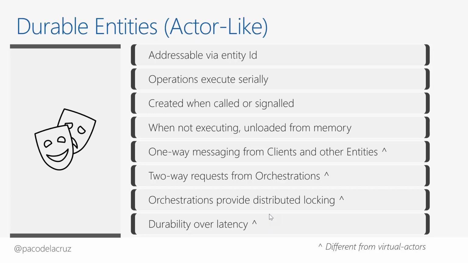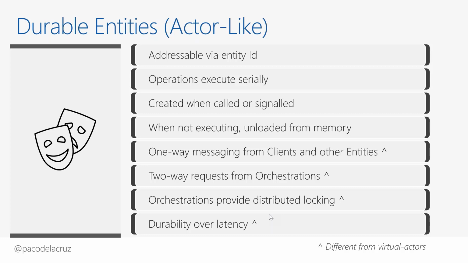orchestrators give us some additional controls. For example, we can have some distributed locking. Let's say we are transferring funds from entity A to entity B. We need to first credit entity A and then debit entity B. So we can have these special, protected sections in the orchestration function to have this distributed locking between multiple entities.